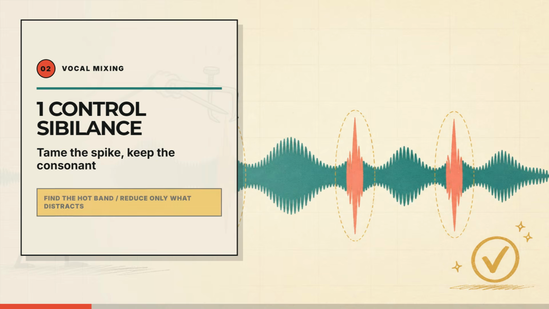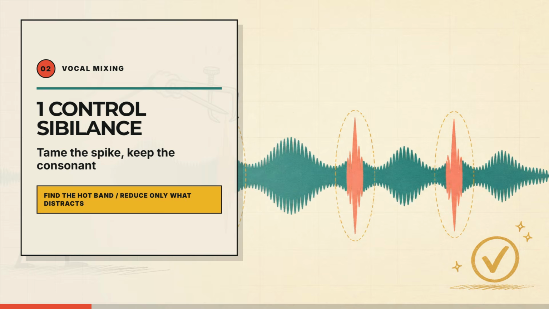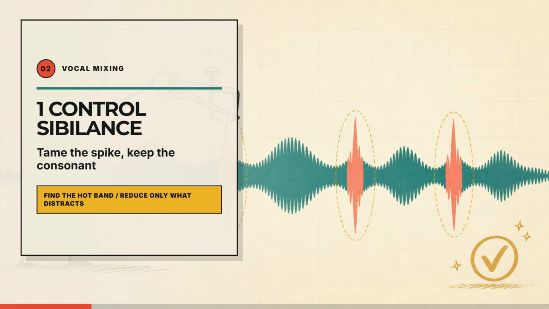Tip 1. Control sibilance without erasing the consonants that make words understandable. Sibilance is the sharp energy produced by sounds such as S and T. You will often find it somewhere in the upper mid-range or high frequencies, but there is no universal number. The hot band changes with the singer, the microphone, the angle, and every bright processor that follows.